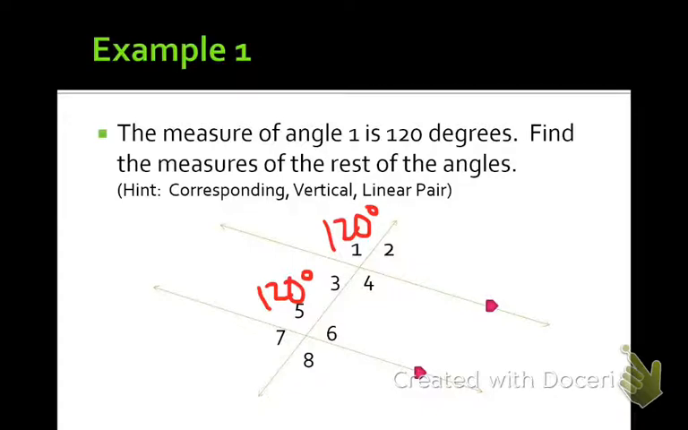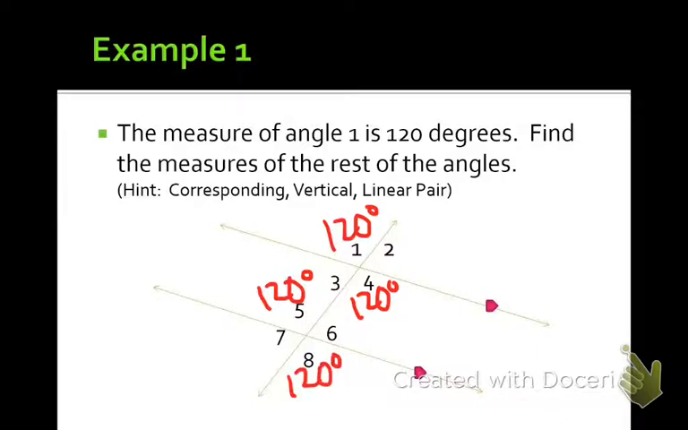Now let's use vertical angles. What other angle can I find by vertical angles? Okay, Kayla? Angle 4. Right. Angle 4 and angle 1 are vertical angles. They're across from each other and made by the same lines. So angle 1 and 4 are 120. What else can I say is congruent by vertical angles? What's the same as angle 5? Eva? 8. Angle 8 is 120.